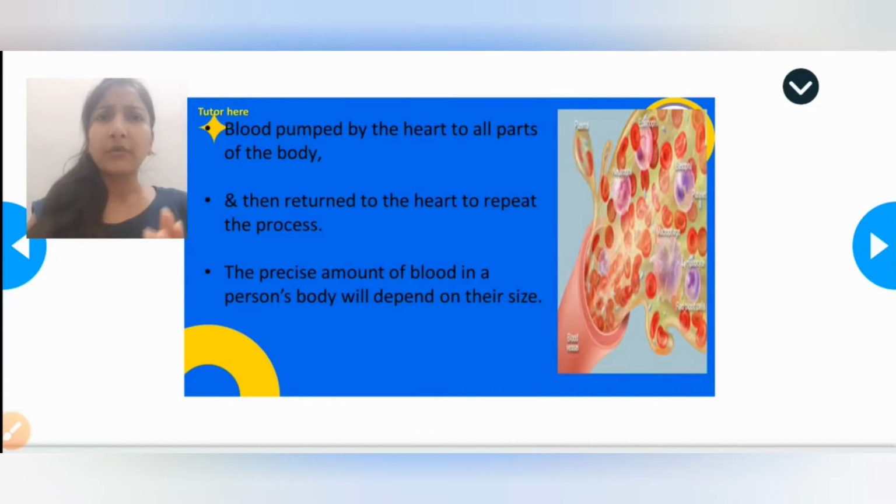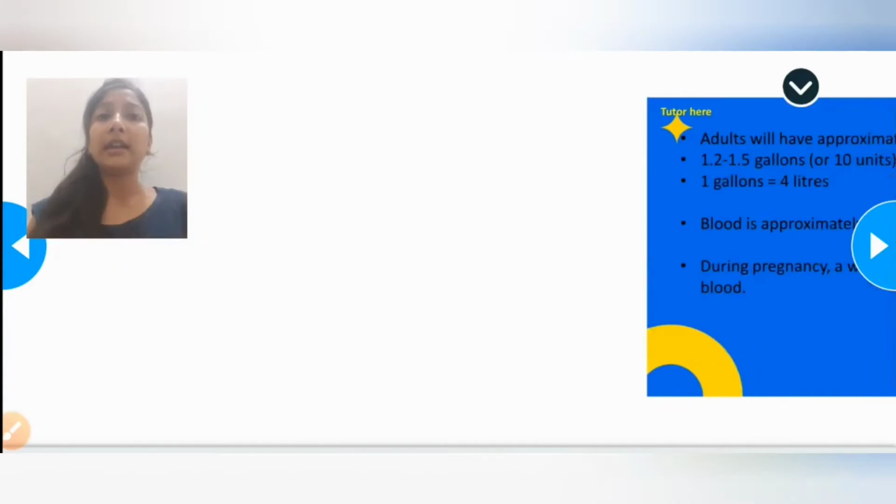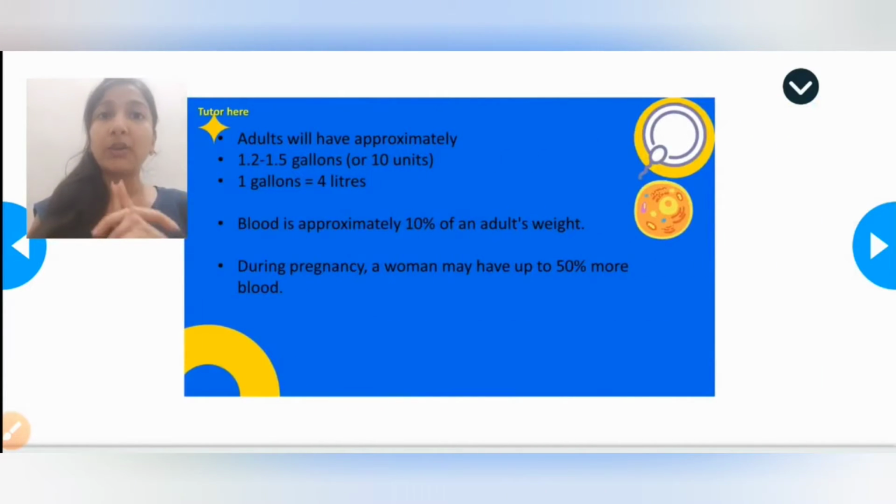Do you know the amount of blood in a human body? Normally, the amount of blood in a human body differs according to their sizes. But an adult may have about 1.2 to 1.5 gallons or 10 units of blood. And 1 gallon is equal to 4 liters. That means an adult has about 5 liters of blood in his or her body.